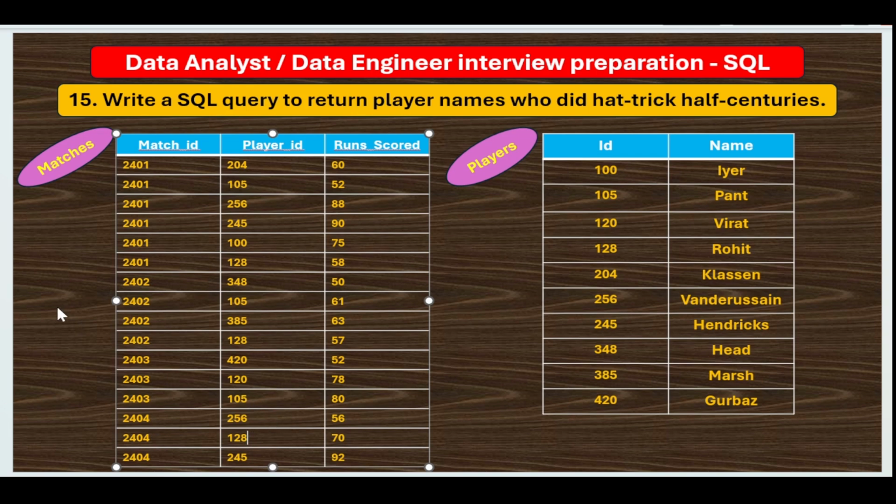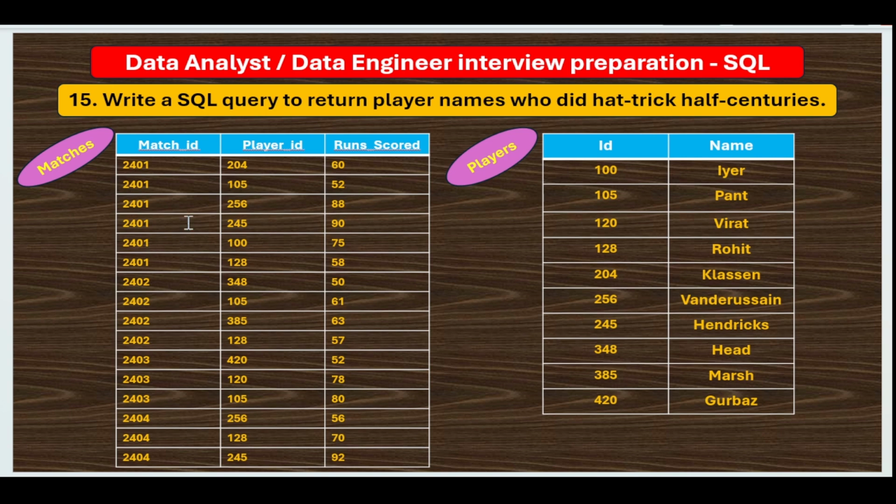Now we'll write a SQL query and check that the match IDs increase by one, so that the matches are consecutive and these players have to be there in those particular matches. Already all scores are half centuries, greater than or equal to 50, so we need not check the runs scored. We only check whether these players are present in consecutive matches or not.